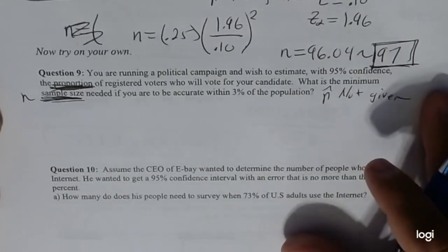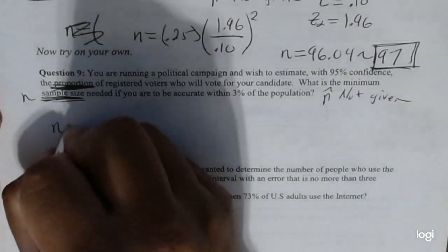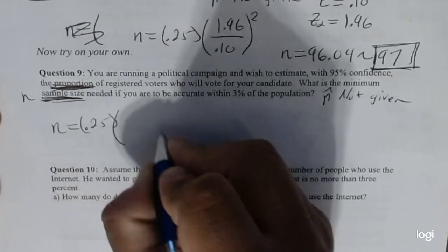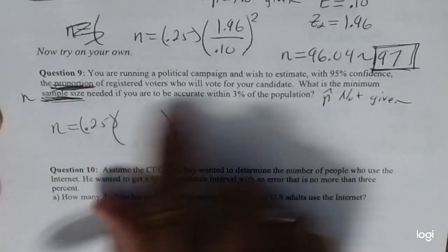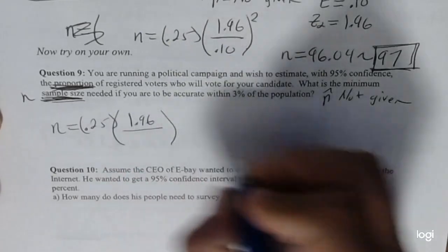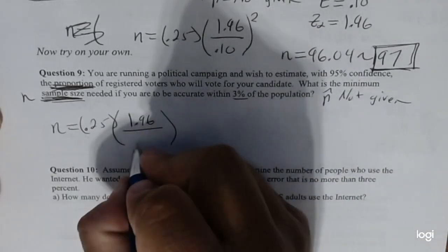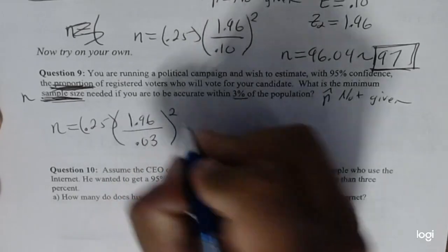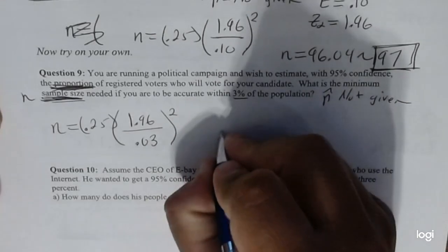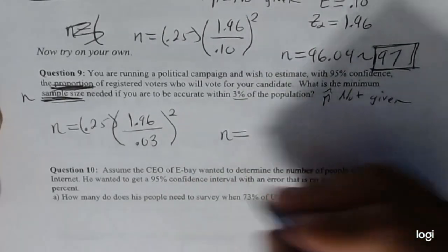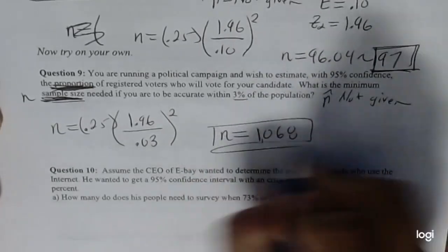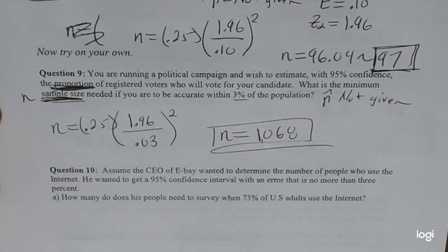So in other words, we're going to do the same equation we just did above. So n is going to equal 0.25 times our z-score. Since we want 95%, that's going to be 1.96. And then what's our margin of error? 3%, right? So that's going to be 0.03 and then squaring it. Once we have this, if you round up, you should get 1,068. And there we go.